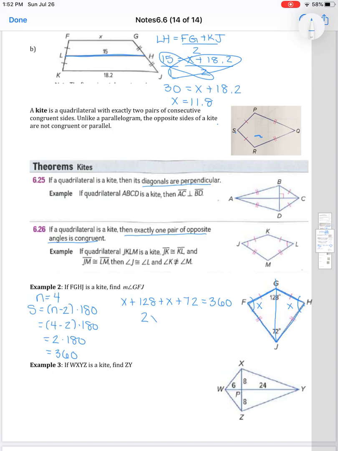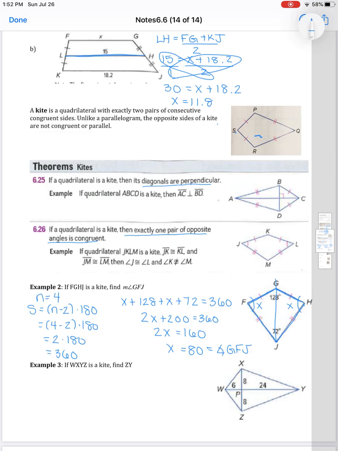Now, from the first section in this chapter, this is a four-sided figure. So N is equal to 4. Well, if I'm going to use the sum formula to figure out what all the interior angles equal, that's N minus 2 times 180. So 4 minus 2 times 180 is 2 times 180, which is 360.